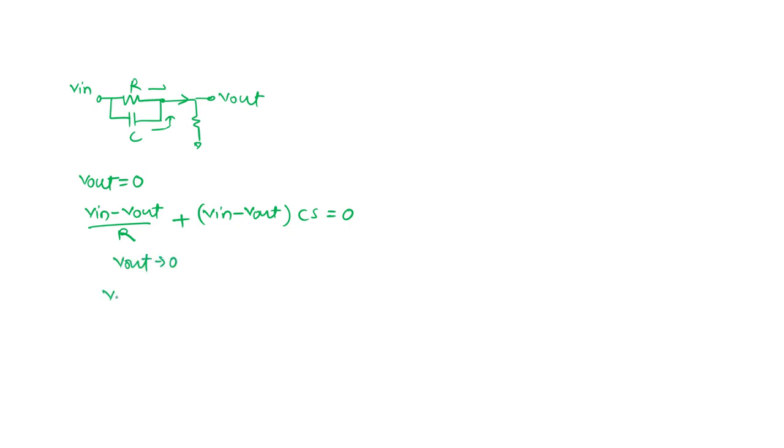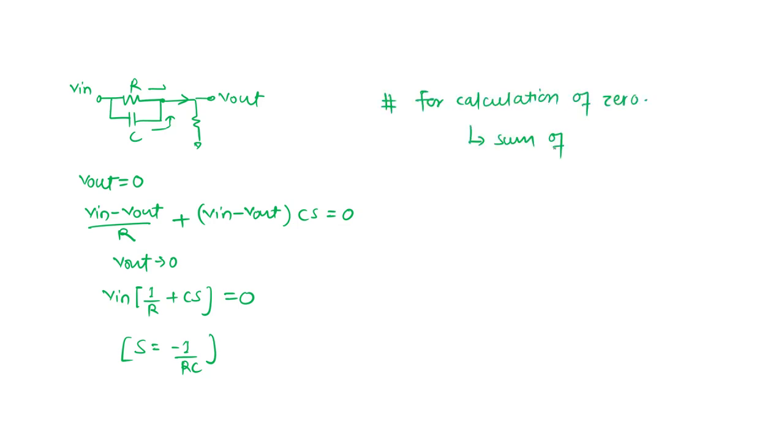So what is happening: Vin times (1 upon R plus CS) equal to 0. So S equals minus 1 by RC, which is nothing but the location of the zero. So for calculation of the zero, the sum of the two currents from input to output should be 0. This is the way of calculating the zero.